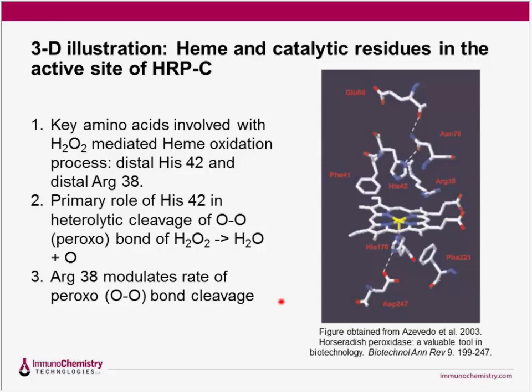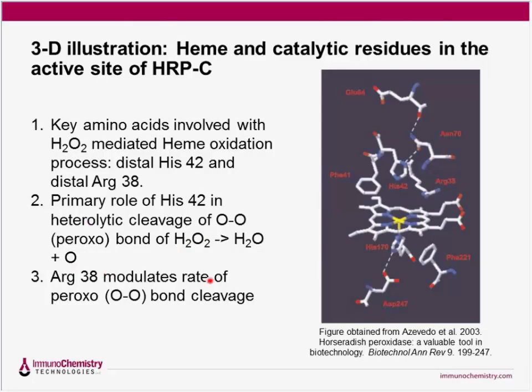This is a 3D figure of the catalytic site of HRP. You've got the porphyrin ring structure here, the centralized iron, and then showing 2 essential amino acids that are responsible for not only the oxidation but also the reduction of the HRP enzyme. Histidine 42 is the primary amino acid responsible for splitting the peroxyl bond. When this is done, 2 electrons are extracted from the heme iron here, and they go to reduce the hydrogen peroxide to water and oxygen.